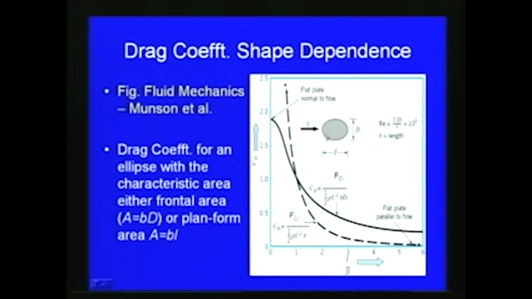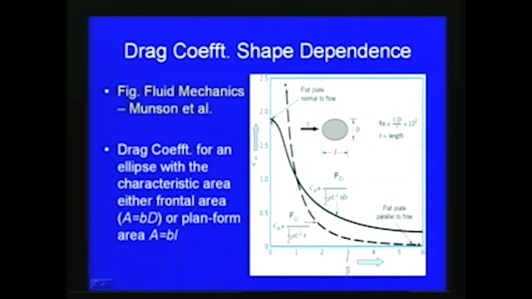So, by varying whether we use B into L or B into D, you can show that the coefficient of drag varies like this. In this case, corresponding to a flat plate normal to the flow, you can show that the drag coefficient CD will be about 1.9.